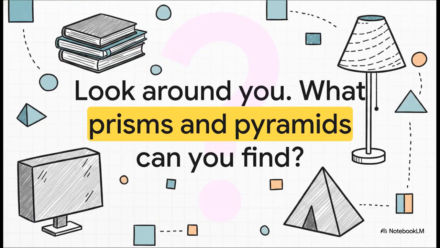So we're going to leave you with a little challenge. Right now, wherever you are, just take a look around you. The screen you're watching this on is probably a rectangular prism. That book on your shelf, that's one too. Maybe a lampshade is part of a cone, which is like a pyramid's curvy cousin. What else can you spot? We promise, once you start looking for prisms and pyramids, you'll start seeing them absolutely everywhere.